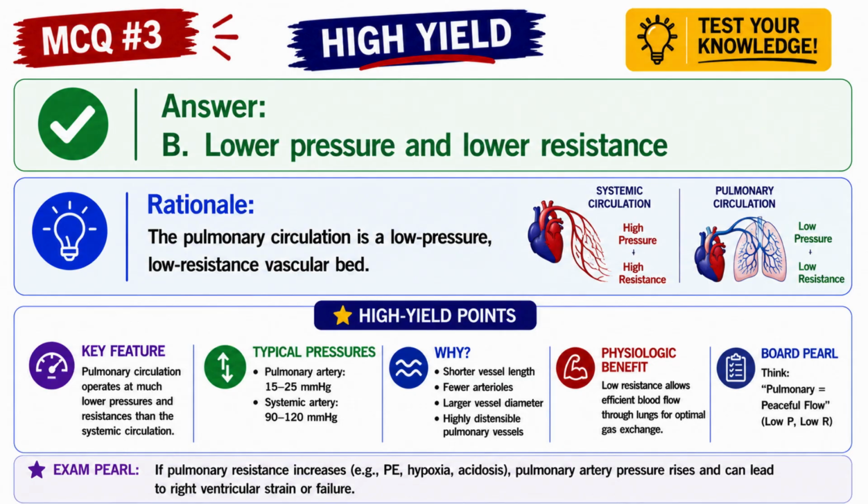This low-pressure system protects the alveoli. High hydrostatic pressures would cause pulmonary edema. The right ventricle is designed for this low-pressure circuit, thin-walled, compliant, excellent for high-volume, low-pressure work. This is why right ventricular failure occurs in pulmonary hypertension. When pulmonary pressures rise towards systemic levels, the right ventricle was never designed to work against that resistance.